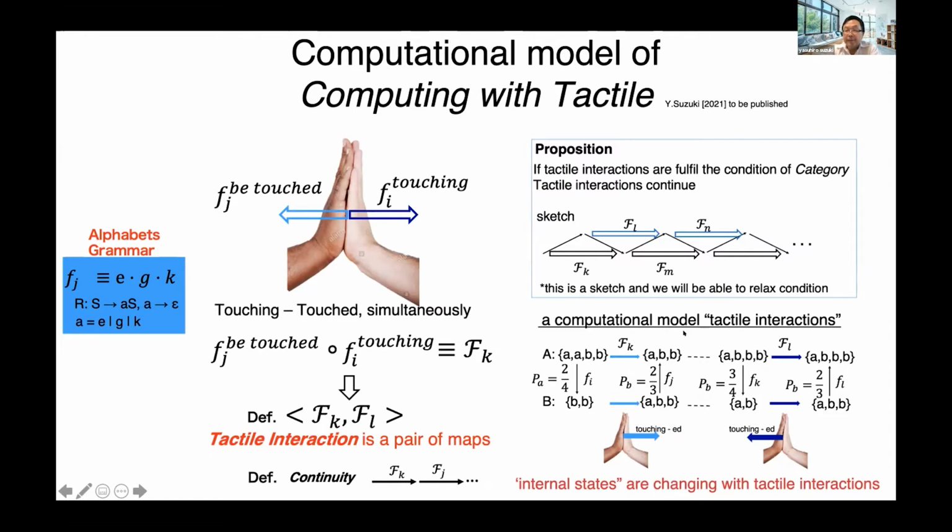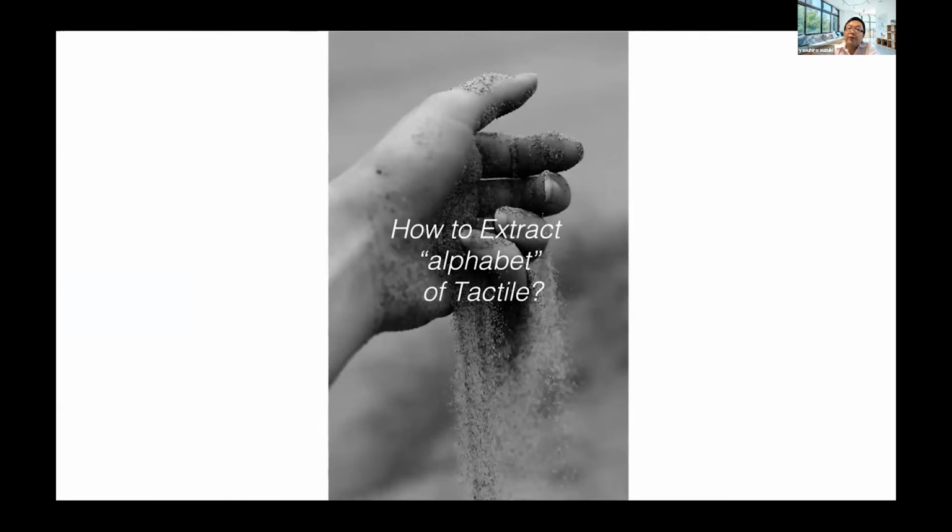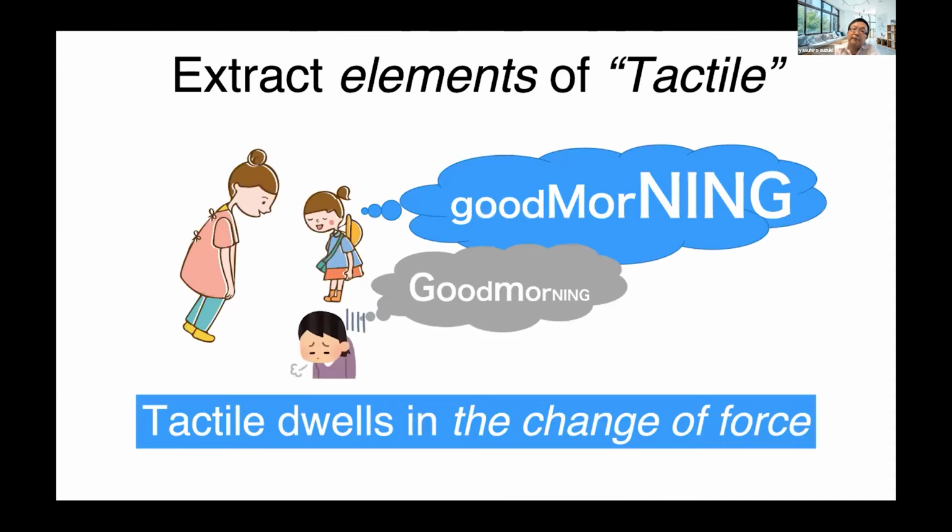Based on these things, first of all, we need to extract the alphabet of tactile. How? Considering daily life, in the morning, a girl comes to kindergarten and says, "Good morning." Very cheerful. But this boy says, "Good morning," not so cheerful. What is the difference? Good morning is a typical greeting in the morning. Linguistically, the two are the same, but the tactile, sensitivity, and emotion are different. Why? Because of the change of force, the change of voice.